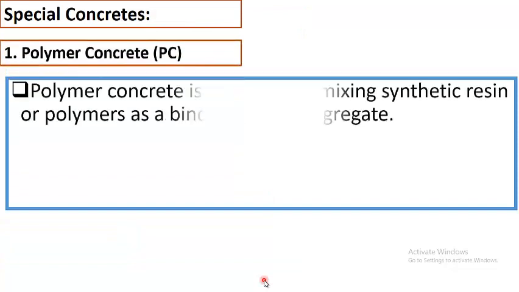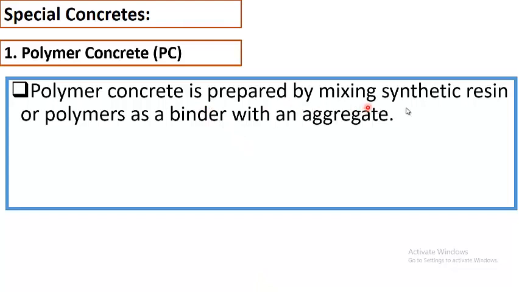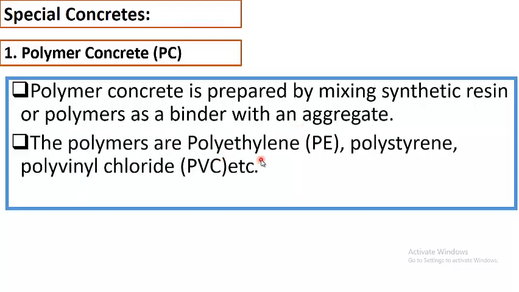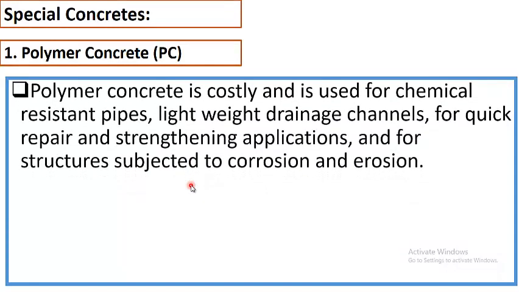The first one, polymer concrete. Polymer concrete is prepared by mixing synthetic resins or polymers as a binder with an aggregate. The polymers are polyethylene, that is PE, polystyrene, polyvinyl chloride, etc. Polymer concrete is costly and is used for chemical resistant pipes. It means that you cannot use polymer concrete for ordinary construction, but it can be used for chemical resistant pipes, lightweight drainage channels, for quick repair and strengthening applications, and for structures subjected to corrosion and erosion.